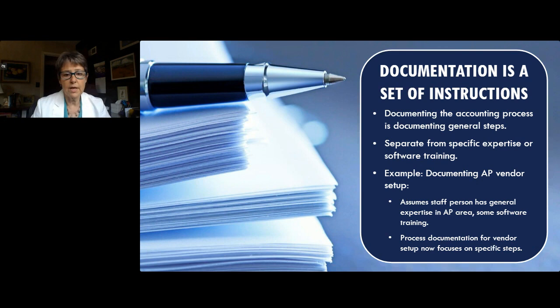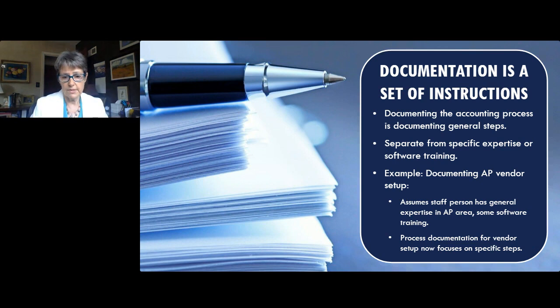For example, if you're documenting how to set up a vendor in your AP module, you're going to assume the staff person reading the documentation has some general expertise or knowledge in the AP area and some software training. The process documentation for the vendor setup then can focus on the specific steps. We don't want your documentation to become another software manual, and it shouldn't be an instruction manual or an accounting manual for how accounts payable works. It's documenting specific steps in a process.